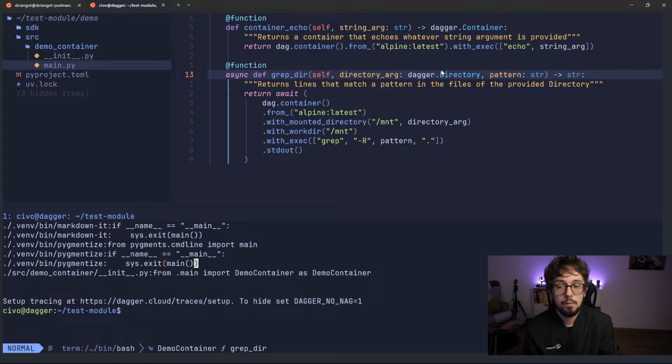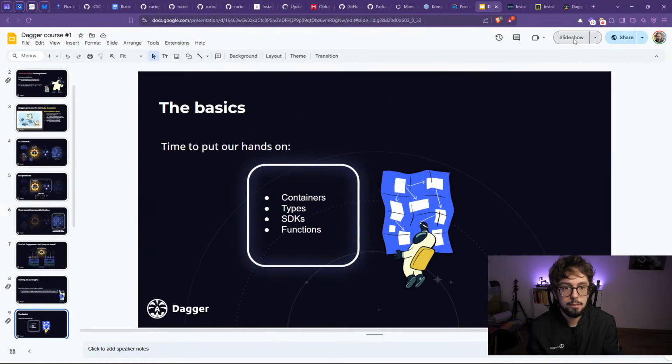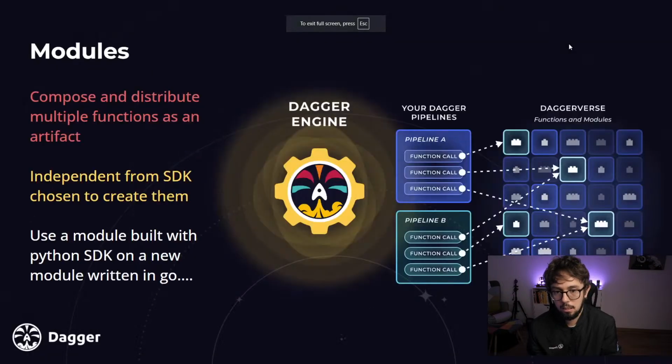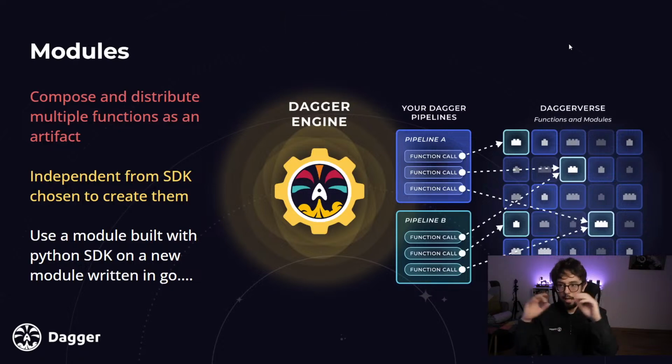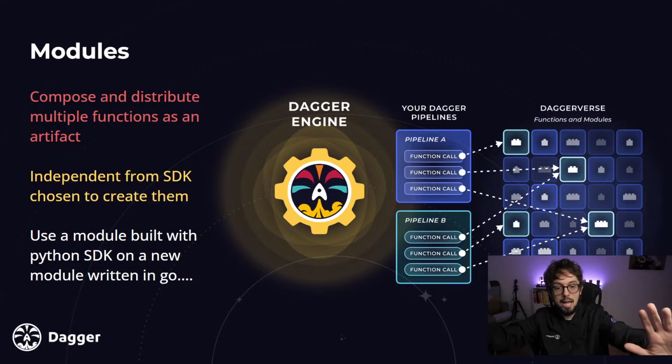Good. So we still have a recap to do. Why am I so excited about modules? Well, because they can be composed and distributed like artifacts. So you see, this Daggerverse is really a collection of artifacts. Inside each one of these pieces of the artifact, you can have different functions that can be composed in different ways.